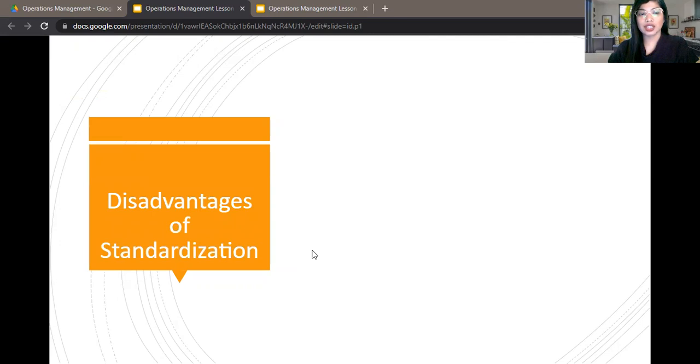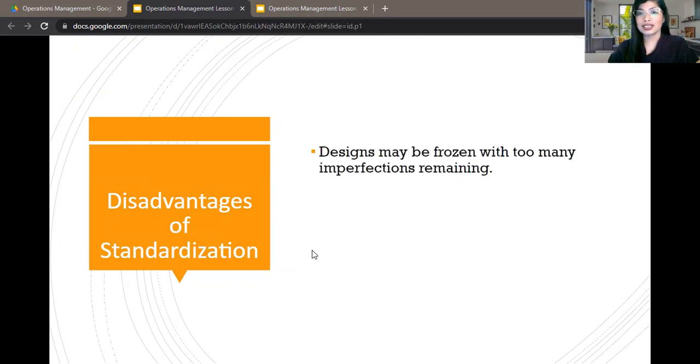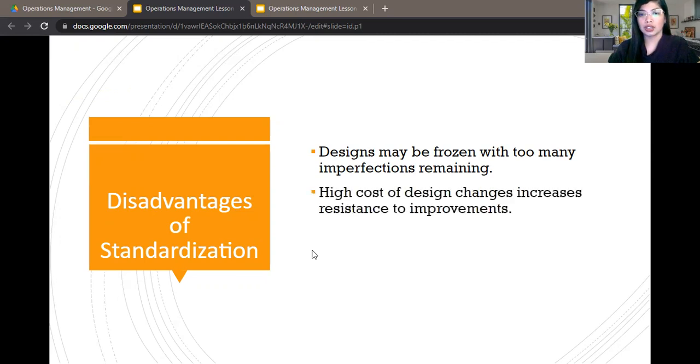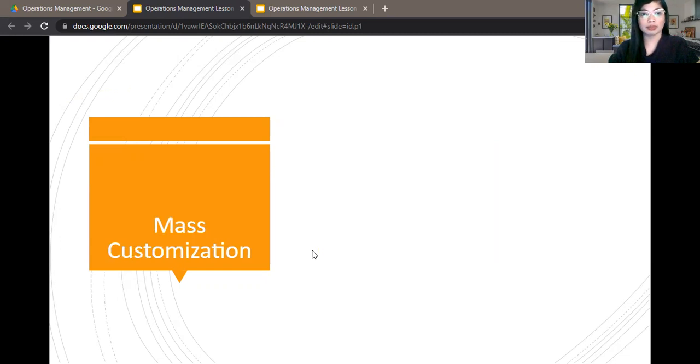For the disadvantages of standardization, the designs may be frozen with too many imperfections. The high cost of design changes increases resistance to improvements. And decreased variety results in less consumer appeal.